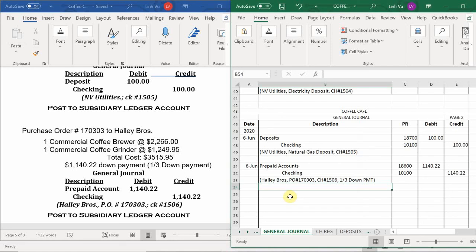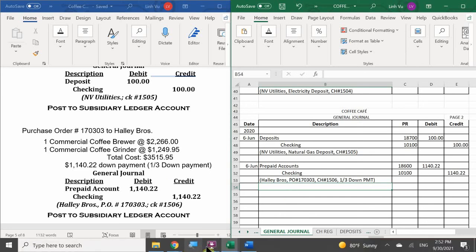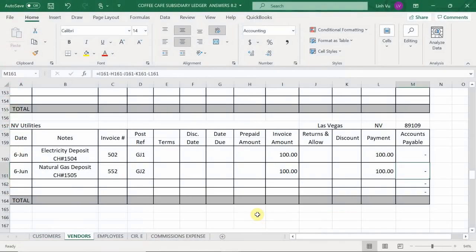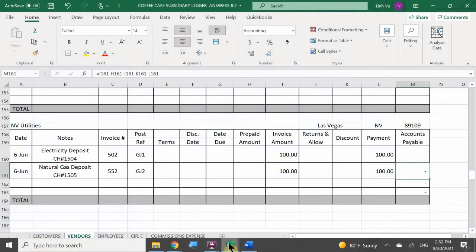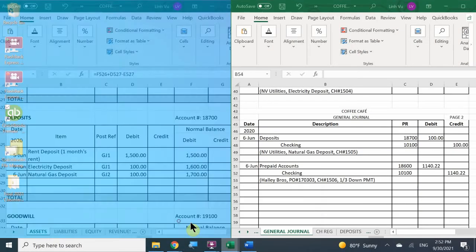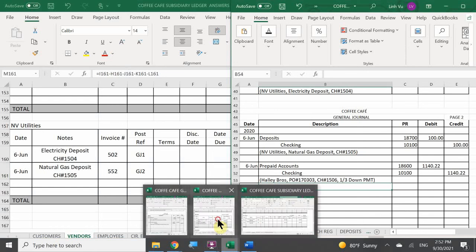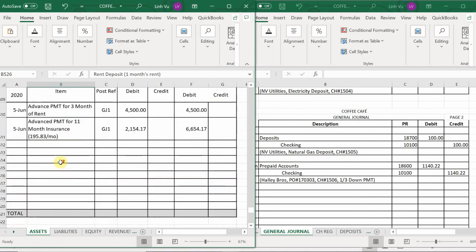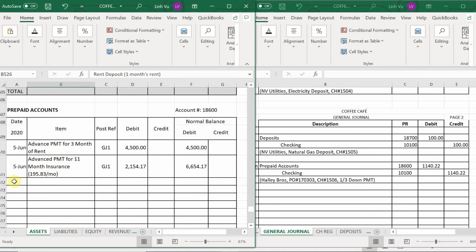All right. So, what do I need to do next? We're going to go to the ledger. We're going to go to all of the ledgers. Let's go to the first ledger here, the first ledger asset. Here is an asset, because I had a prepaid account. That should be right above it. There you go.